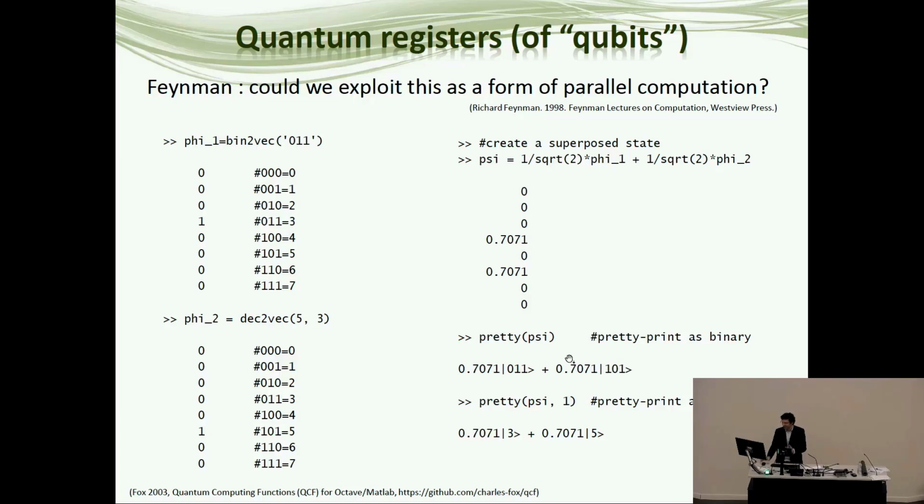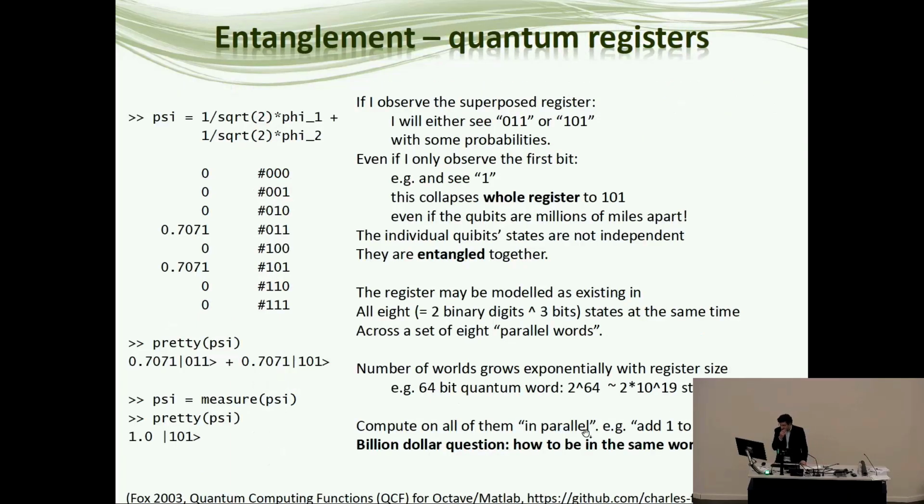So if you square both of these, then they'll be half. And then they sum up to 1. Or you can print it as decimal if you like. You can say there's a 0.7 amplitude of the number 3 and a 0.7 amplitude of the decimal number 5. This property of the boxes being linked to each other, of changing when you open one, is called entanglement.